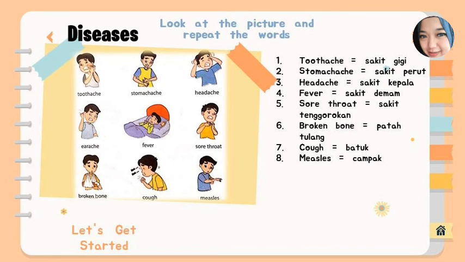Okay, next on the part E, there are some diseases. We can read together to know what kind of diseases. Okay, we are gonna start from the picture number one. Toothache, sakit gigi. Stomachache, sakit perut. Headache, sakit kepala. Earache, sakit telinga. Fever, demam. Sore throat, sakit tenggorokan. Broken bone, patah tulang. Cough, batuk. Measles, campak.